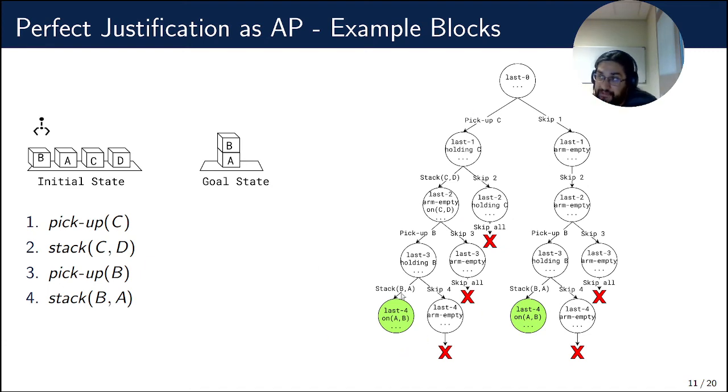On the left hand side, for example, we have the plan where none of the actions of the original plan were skipped, and on the right hand side we have a plan where the first two actions were skipped, and then we only pick up B and stack it on top of A.